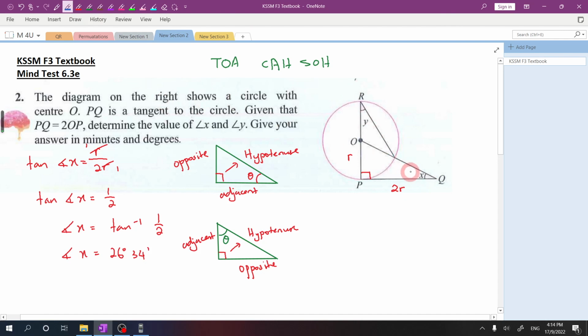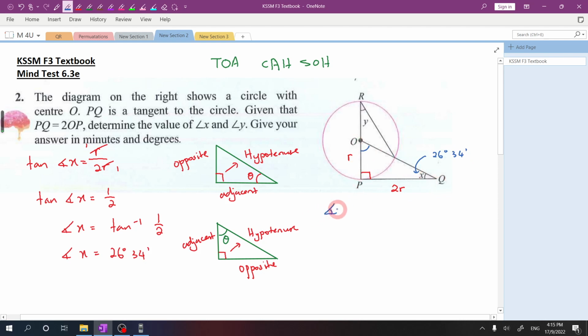Whenever we get the answer, write the answer on the diagram, so it is easier for us to solve the second part, because sometimes we need the answer from the first part to help us solve the second part. So this is 26 degrees 34 minutes. If I have this, can I know the angle here? Definitely no problem, right? For a triangle, the sum of the interior angles is always equal to 180 degrees. So if I know this is 26 degrees 34 minutes, and here is 90 degrees, I should be able to get the angle here.